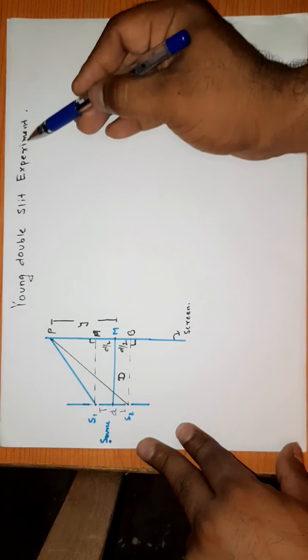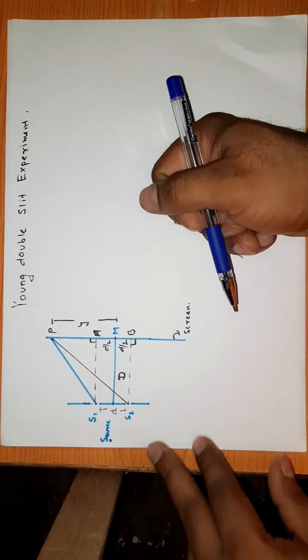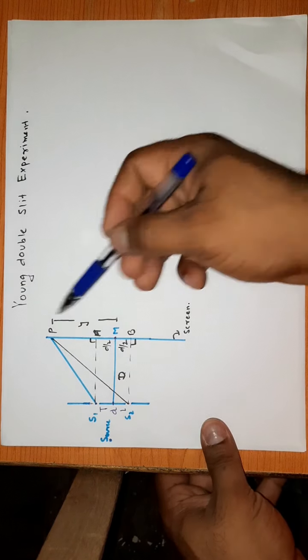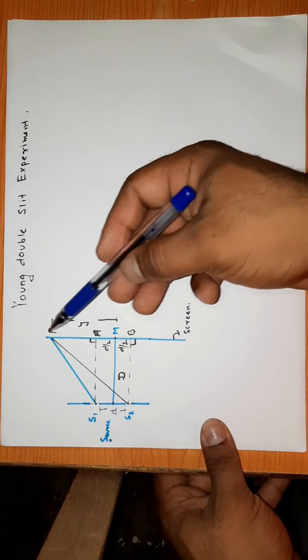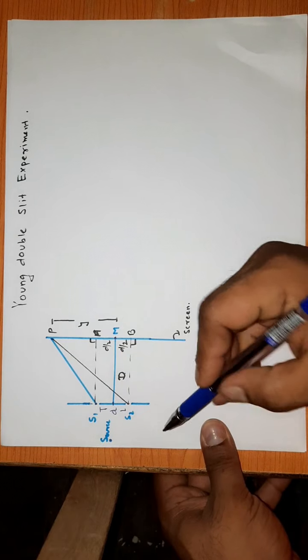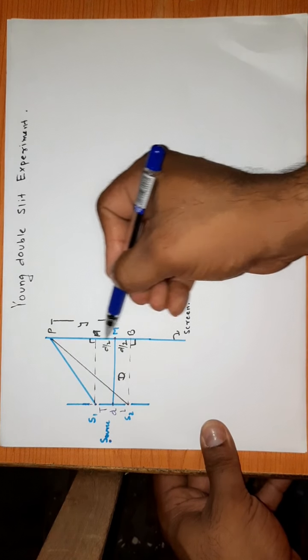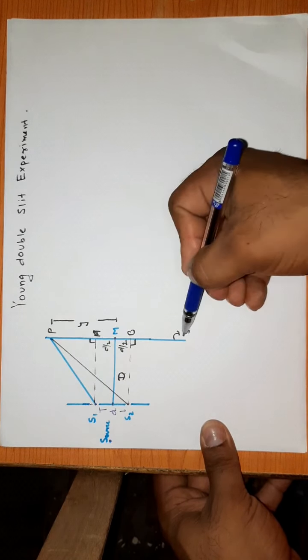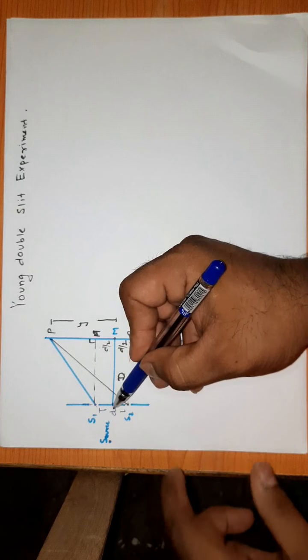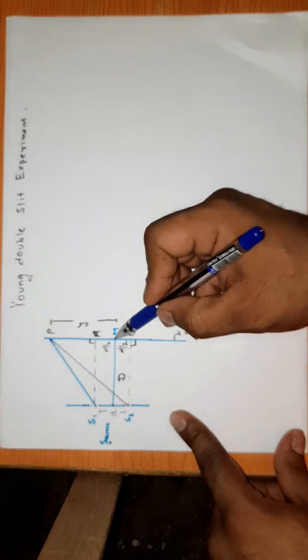What does the Young's double slit experiment do? It proves the wave nature of light. So for the proof of Young's double slit experiment, there is a diagram or experimental setup here. In this diagram there are two slits S1 and S2. There is a screen placed here. The distance between the two slits S1 S2 is small d. This is very small, and the distance from the slit to the screen is capital D.